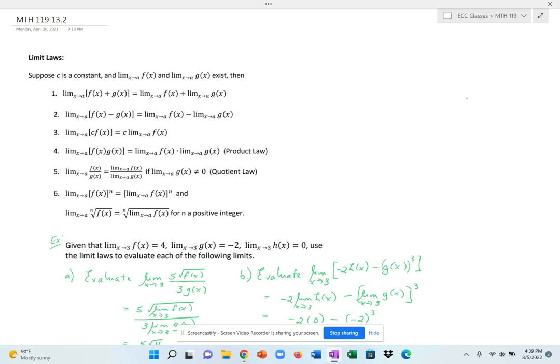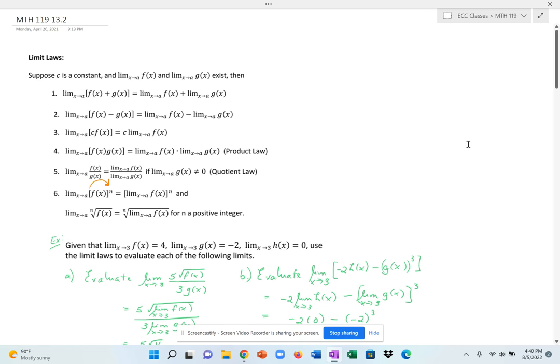The sixth one has two parts to it that are similar. The first part says that if you take the limit of f of x to the nth power, that is the same as taking the limit of f of x and then raising it to the nth power. That one is especially helpful because once you evaluate a limit, you typically have a number, and then raising a number to an exponent is definitely less work than expanding a function to a power.